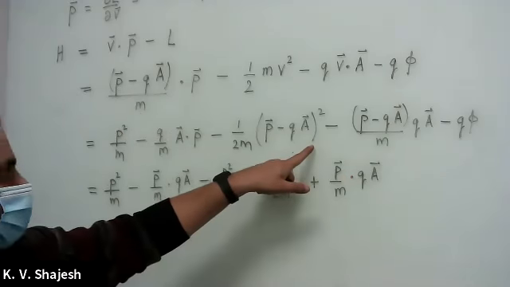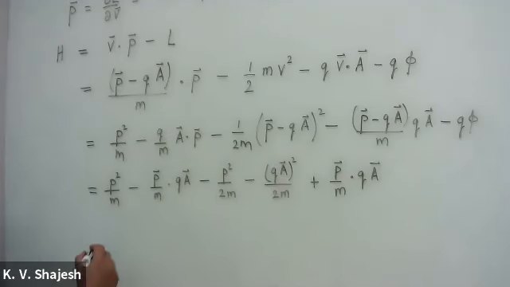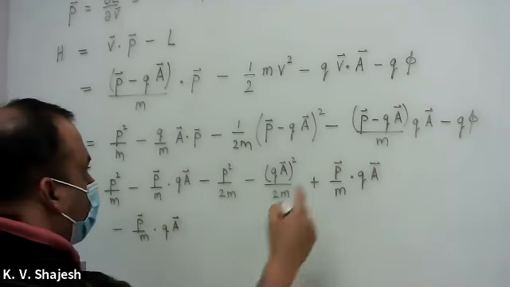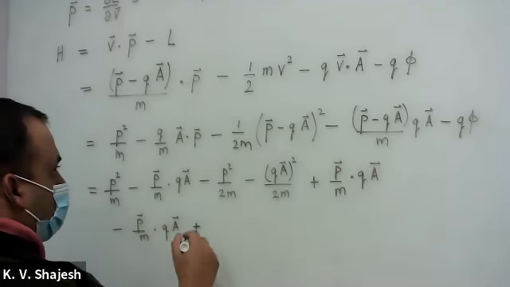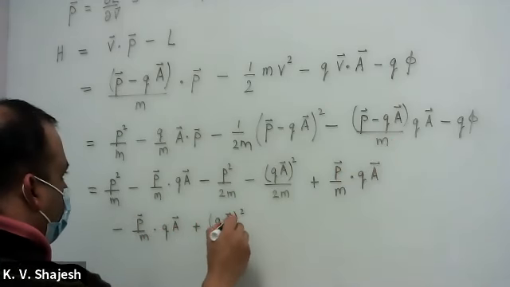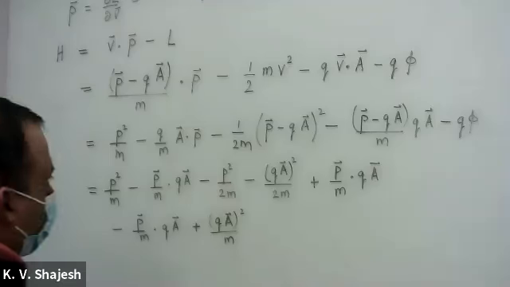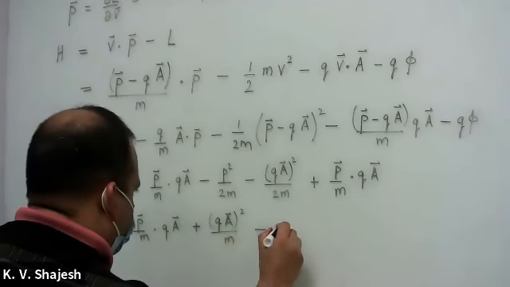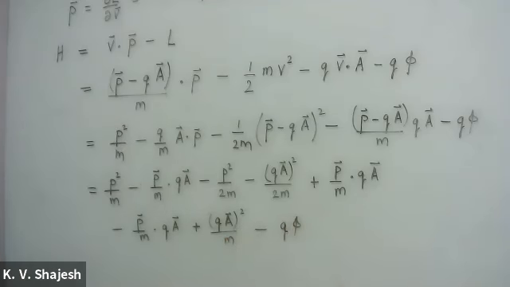I have finished with the p of that. And finally, I have minus p over m dotted with q times a plus qa squared over m and minus q phi. There should be cancellations here. We collect all of them.